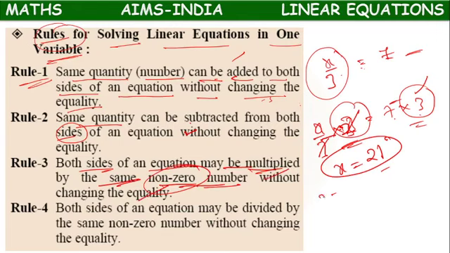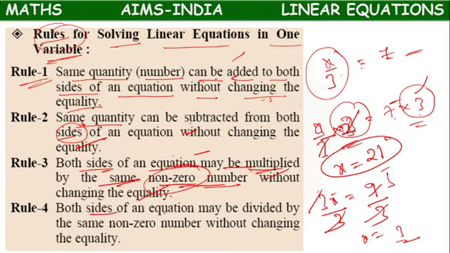Or if I have 3x equals 9, then with the same number we have to divide. So then 3 cancel. x equals 9 by 3. So both sides of an equation may be divided by the same non-zero number without changing the equality.